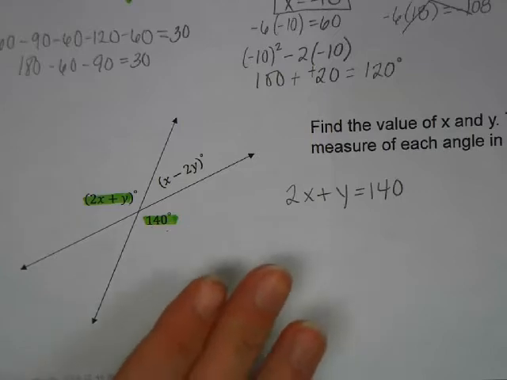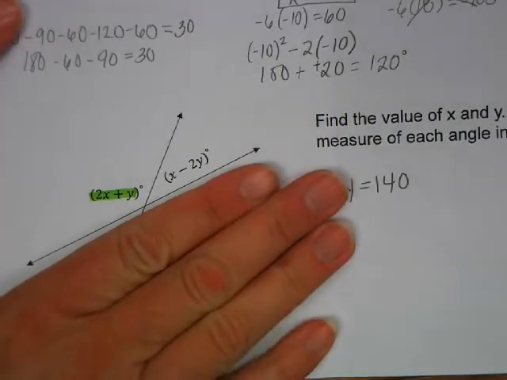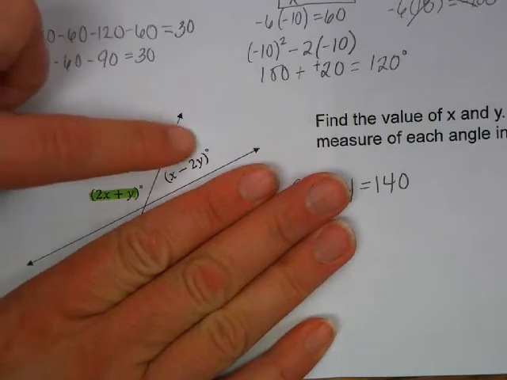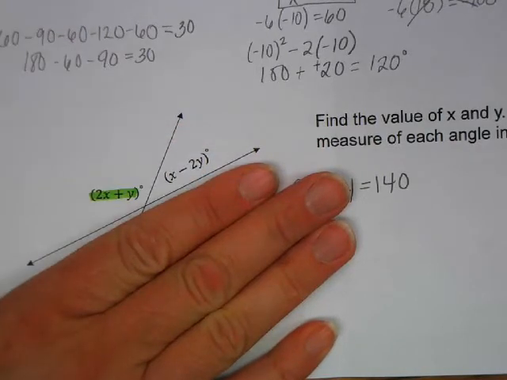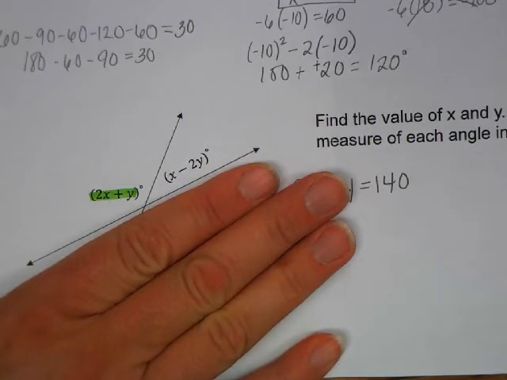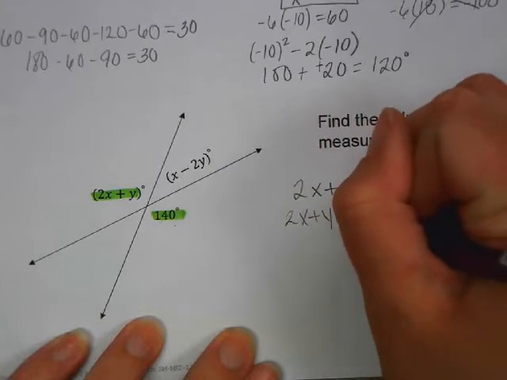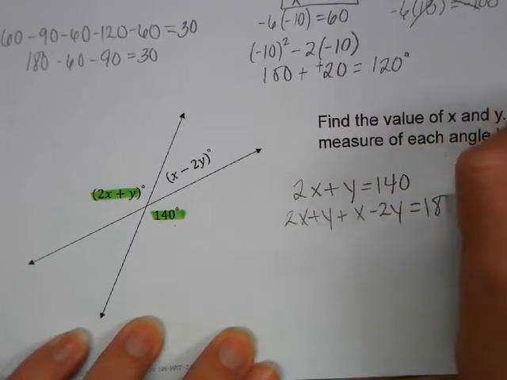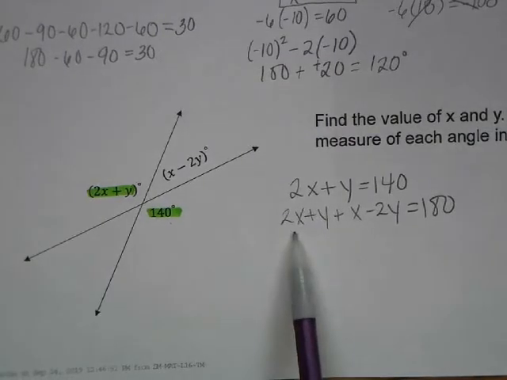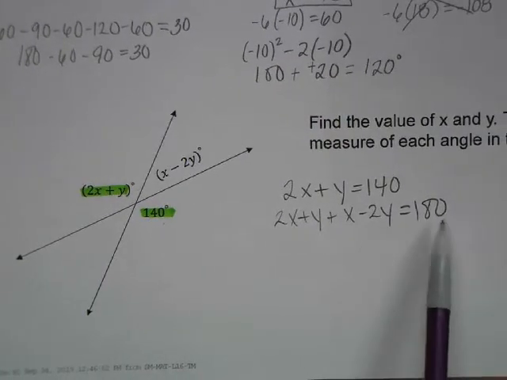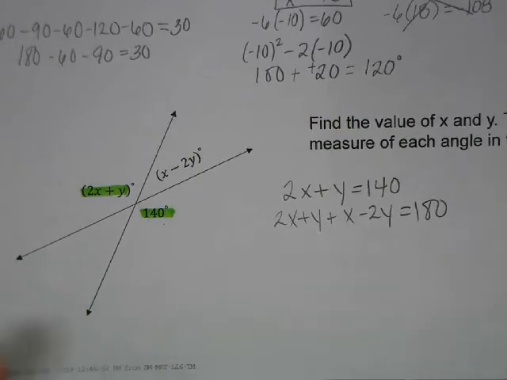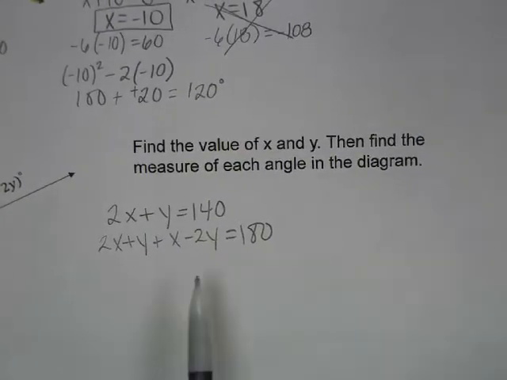The other equation, again, you can cover up part of this, is taking a look at the linear pair that is formed. So 2x plus y and x minus 2y form a linear pair. And remember, linear pairs add up to 180 degrees. So you can add those up and set it equal to 180 degrees. So the 2x plus y, the x minus 2y form a linear pair, so they add up to 180. So this is my system.